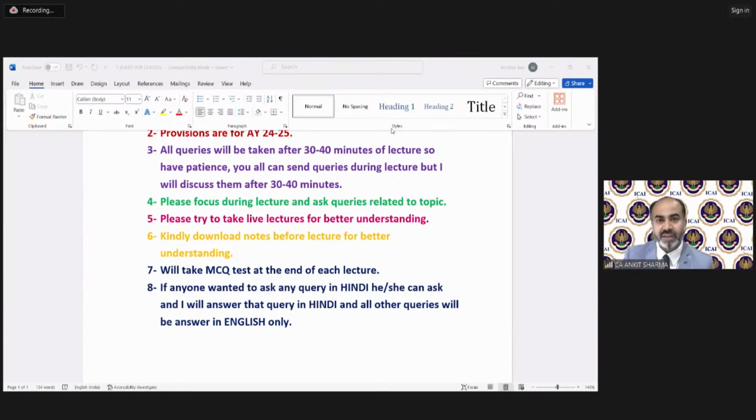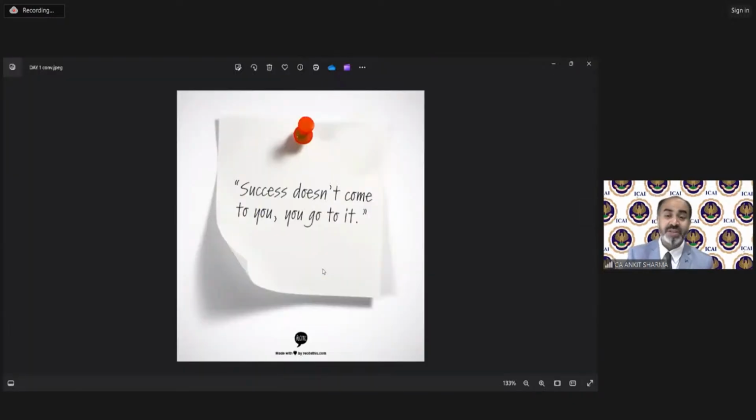So before starting the class, here is the thought for the day. As usual, there will be a story also after the break. So the thought for the day says, success does not come to you, you go to get it. Of course, that's a very true thought. Success is not going to come to you automatically. You have to work for it. So you have to go and find your success in life. And for now, that is becoming a chartered accountant as soon as possible.